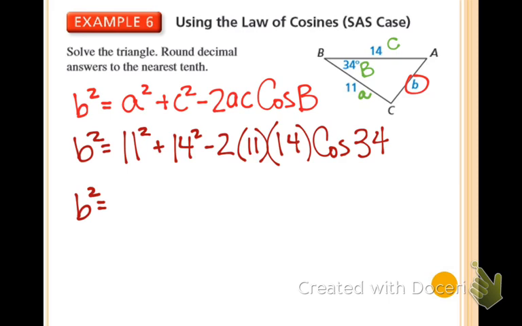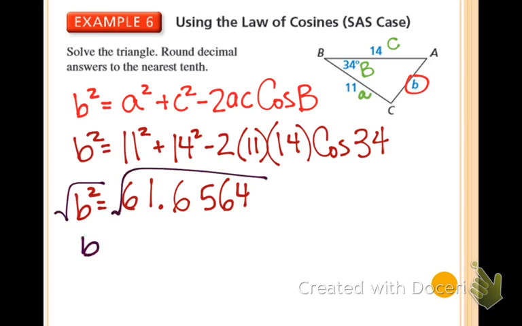What do we get? 61 point something, so I'm just going to say 61.5. So how do I end up solving for b squared? What do I need to do next? Take the square root. So you're going to hit square root, and then you're going to say answer, ANS again, because that will be the exact value. So the square root of answer is 7.852. Round to the nearest tenth still, so 7.9.